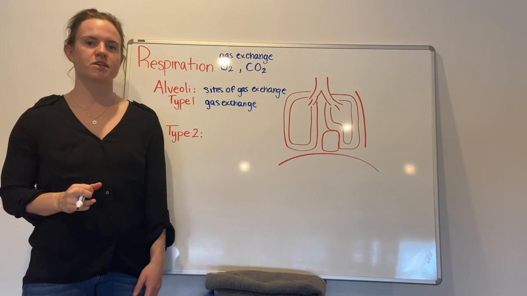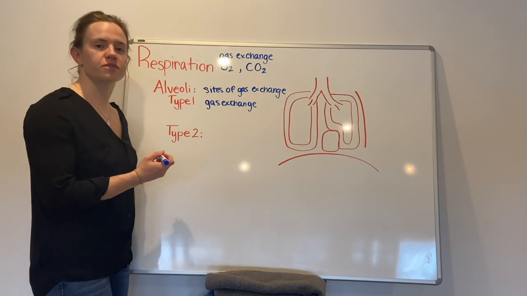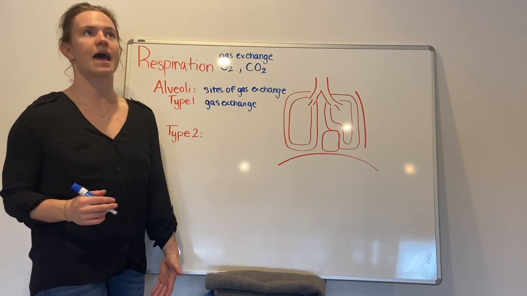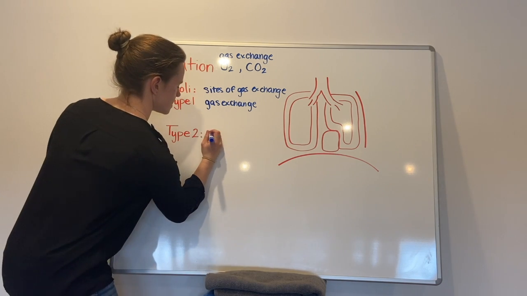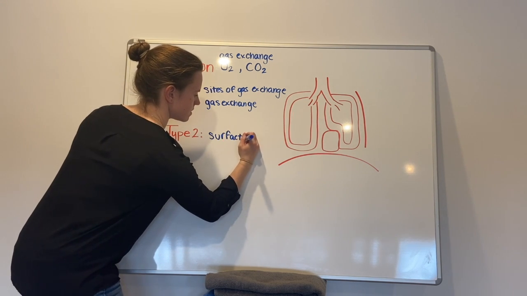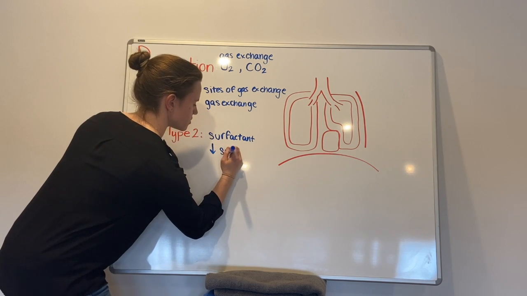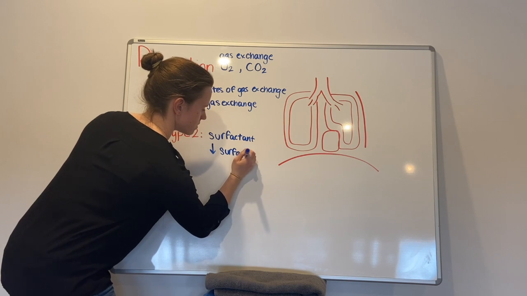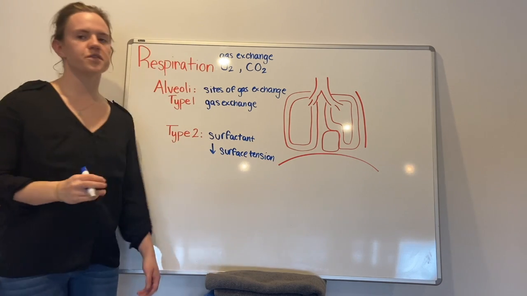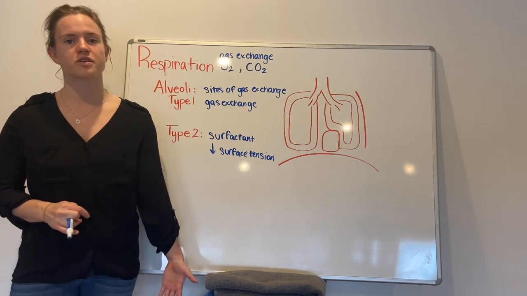Type 2 alveolar cells produce this special fluid called surfactant. Surfactant decreases surface tension in alveolar cells and in the lungs in general so that they can continue to function. Type 2 cells produce surfactant, and this decreases surface tension. If surface tension in the lungs got too high, they might collapse and then the lungs wouldn't be able to perform their function of gas exchange.